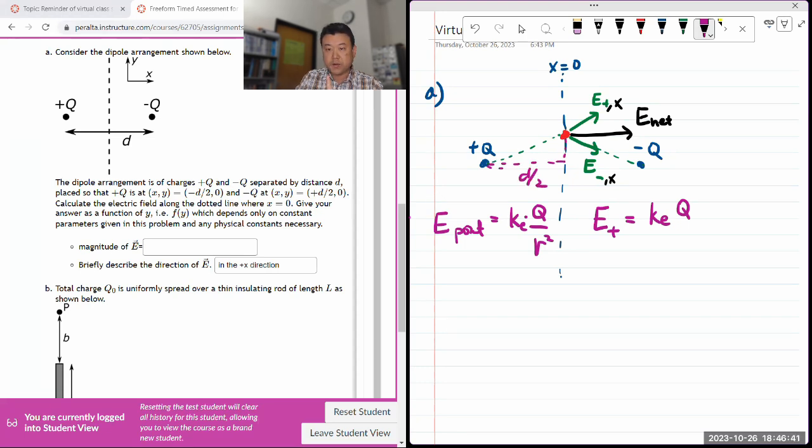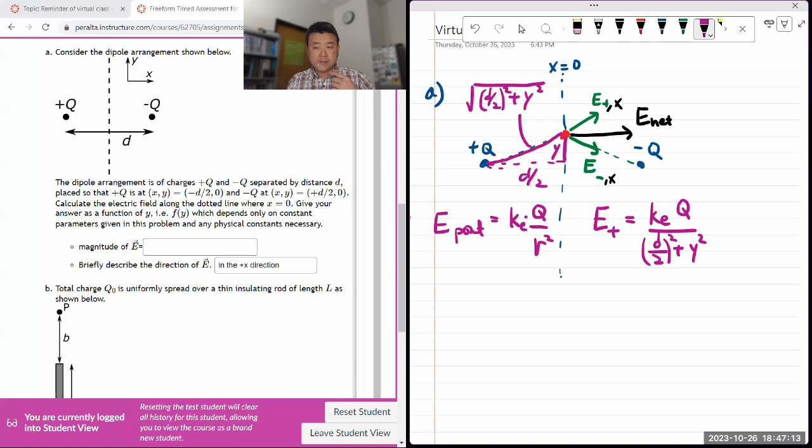This is where this being a representative point with the coordinate y tells me this leg here should be y. That allows me to calculate this hypotenuse, which is going to be the square root of the sum of the squares of the legs. So I'm going to take the hypotenuse, square it, so the square root will go away. So for magnitude, it'll be (d over 2) squared plus y squared. And I'll handle the x component in a bit.